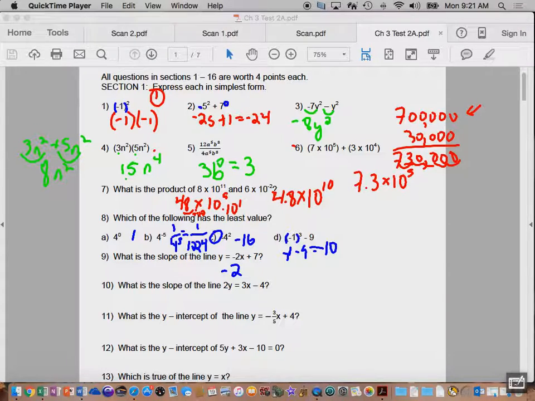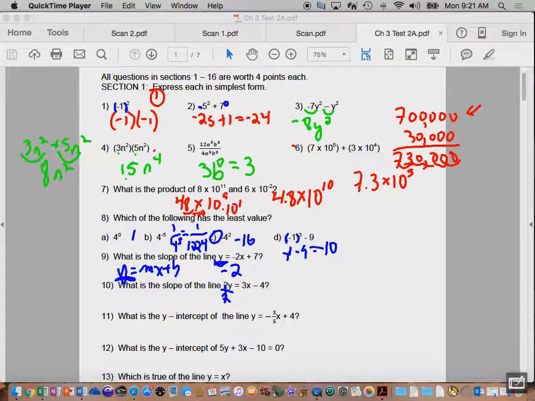Now, a lot of kids for number 10 put down that the slope was 3. The slope is not 3. See, on number 9, it says y equals, and that fits in with y equals mx plus b. Notice, y equals. So I can just say, oh, the slope's in front of the x, just like the m here is in front of the x. But the next one doesn't say y equals, it says 2y.